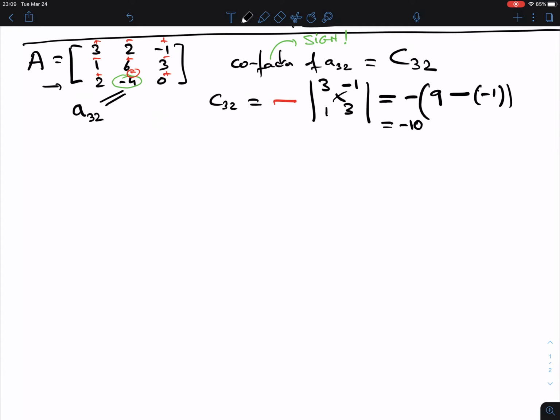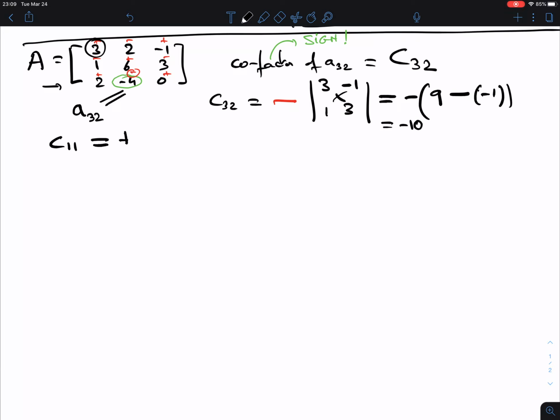It's a good spot to pause the movie, and then try to do it for yourself, and then verify that you've got the same answers, that you understand what is going on. I'm going to calculate C11, C12, all of them, all 9 of them. Okay, C11. We're talking about first row, first column.